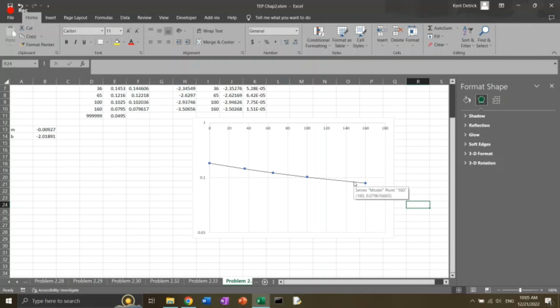So if we look at part A, it said determine, do the data support this prediction? Yes, the model is very good. If so, determine the value of K. Okay, so we know that K equals the opposite of M. So we found out what M is, so K equals the opposite of M. There we go. That's our reaction rate constant right there. And that's it for part A.